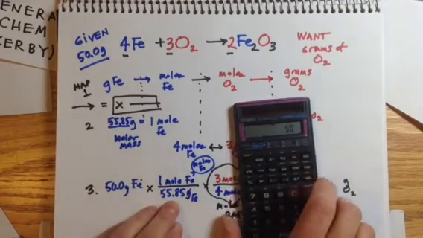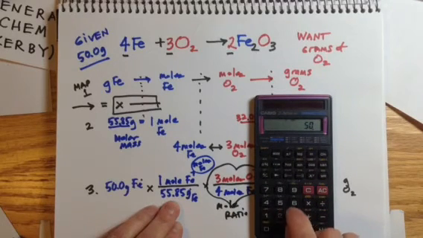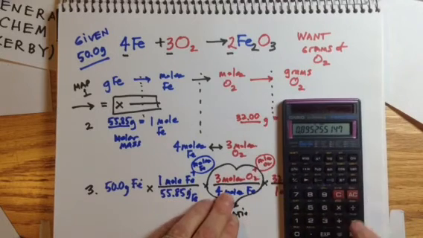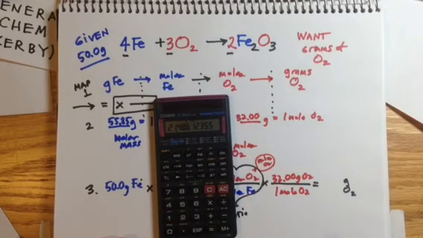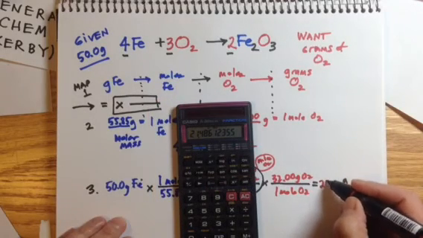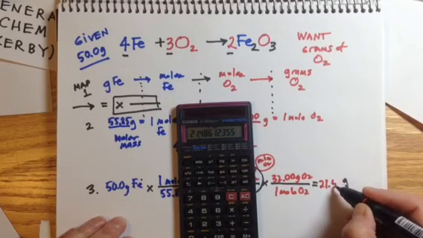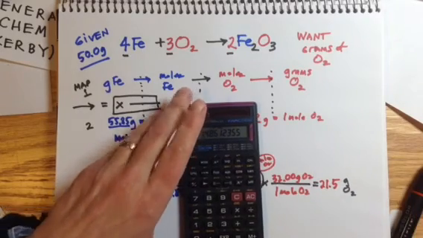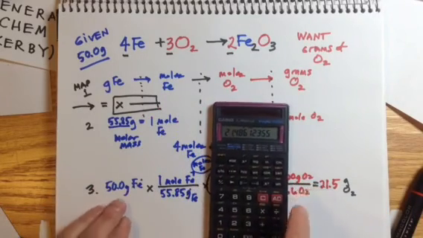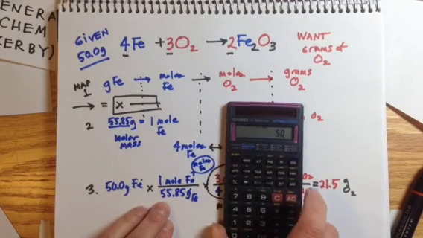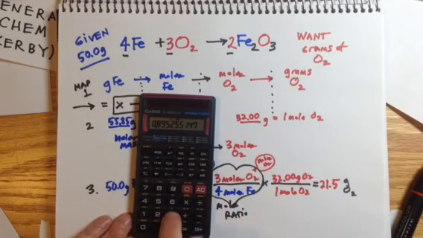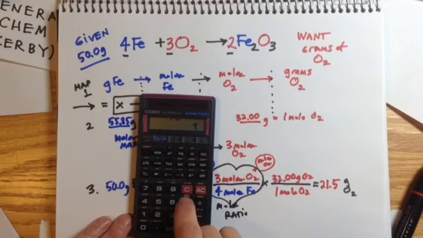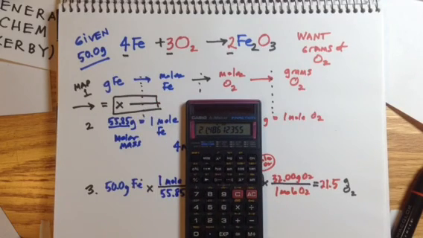I've got 50 divided by 55.85 times 3 divided by 4 times 32. And I get 21.5 grams. And I'm going to repeat it because it would be so embarrassing to make a mistake on the video. I'll clear it: 50 divided by 55.85 times 3 divided by 4 times 32, and good heavens, I get the same.